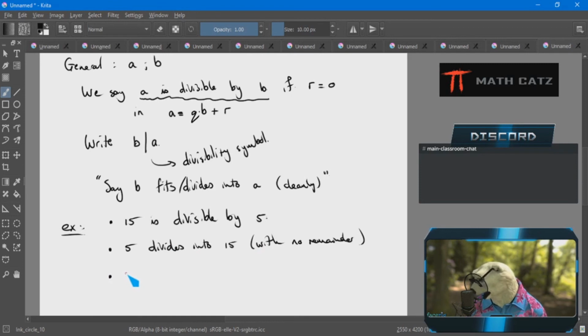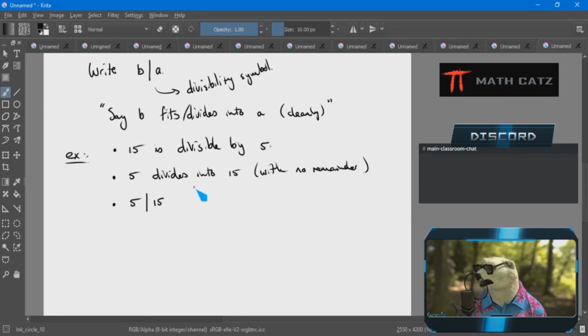Mathematically, 5 divisibility symbol 15, divisor comes first in that sentence. Don't flip it around. I can also say that by way of the quotient version, 15 equals 3 times 5 plus 0, of course. Then two important ones, which people seem to not be as familiar with as I would hope. The words factors and multiples.